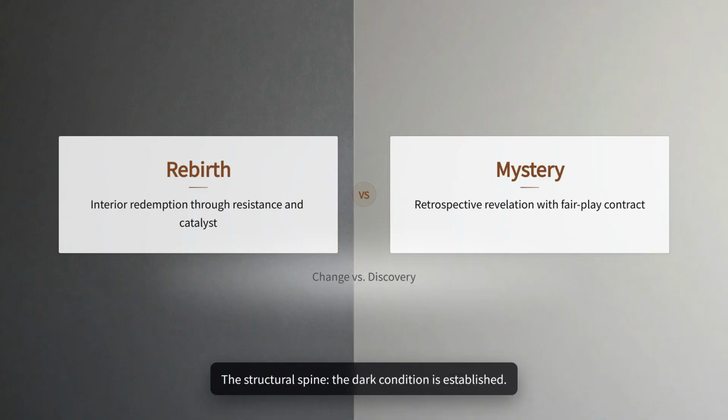The structural spine: the dark condition is established. A catalyst enters and begins to crack the protagonist's closed world. The protagonist resists, sometimes viciously. Deepening darkness follows as resistance leads to a nadir. Then the turn: the protagonist makes a choice in the direction of their better self. And the rebirth: the protagonist is recognizably changed.